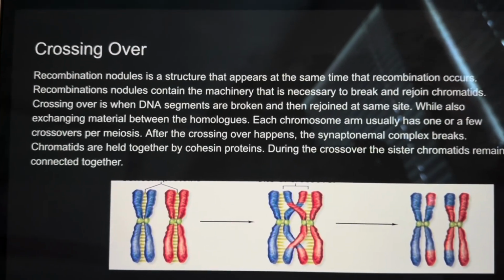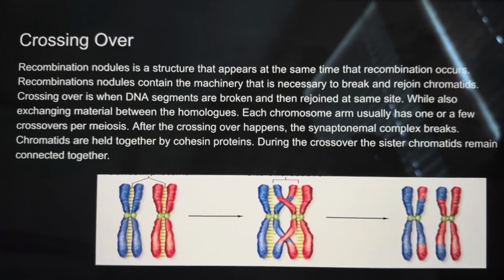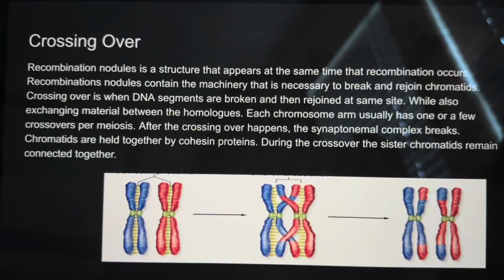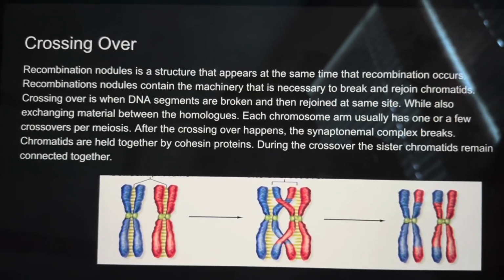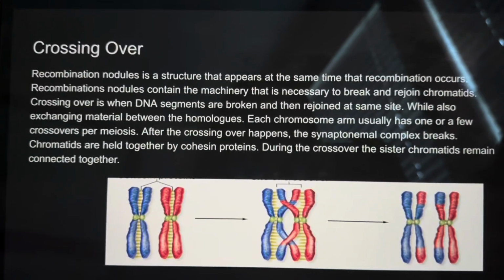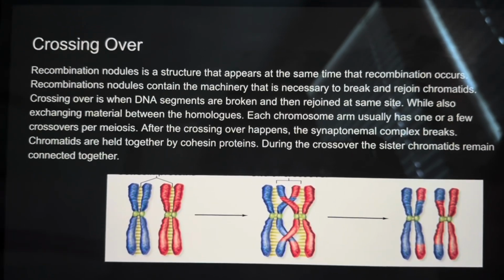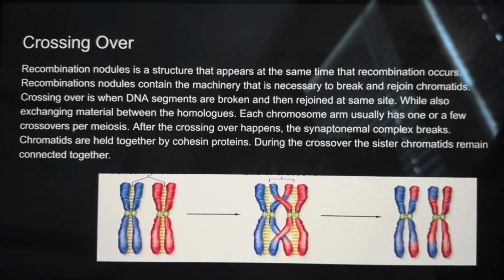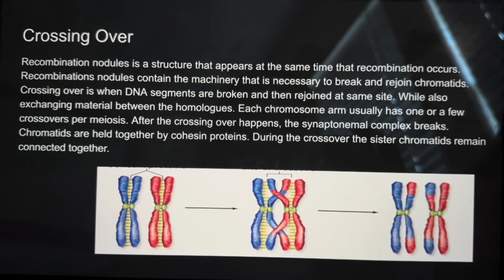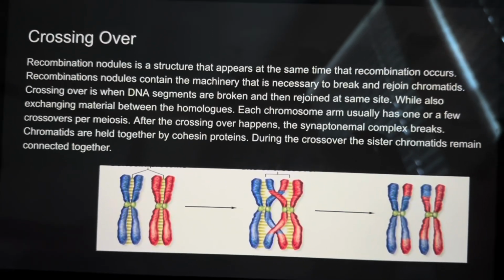Crossing over. Recombination nodules are structures that appear at the same time that recombination occurs. Recombination nodules contain the machinery that is necessary to break and rejoin chromatids. Crossing over is when DNA segments are broken and then rejoined at the same site, while also exchanging materials between the homologs. Each chromosome arm usually has one or a few crossovers per meiosis.